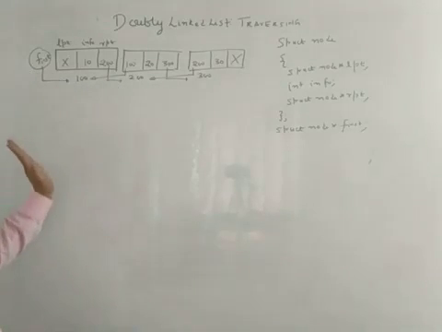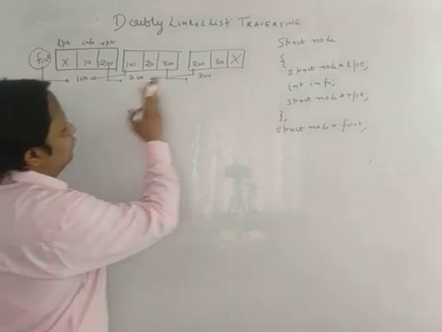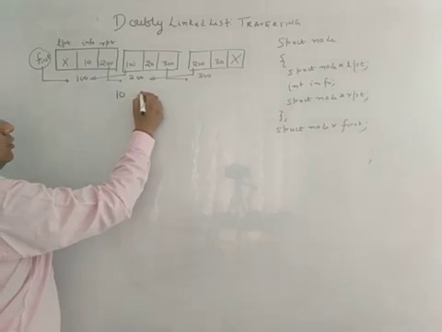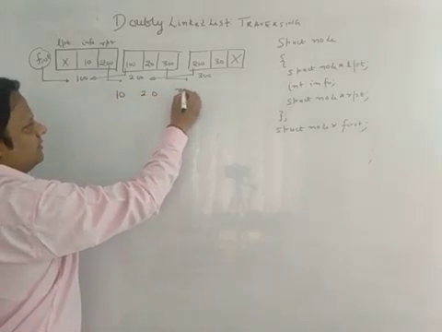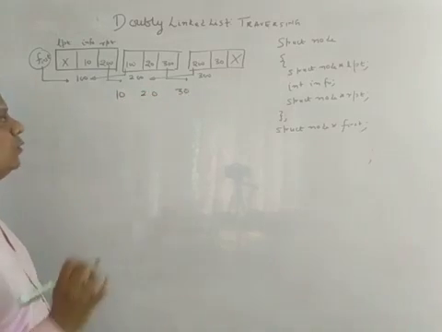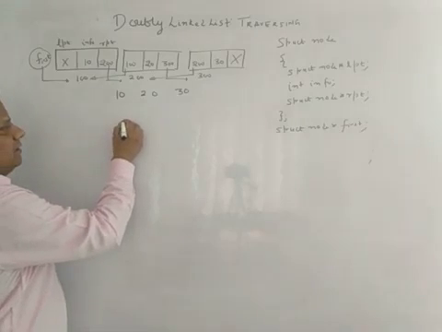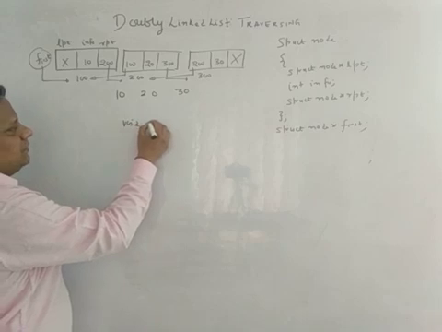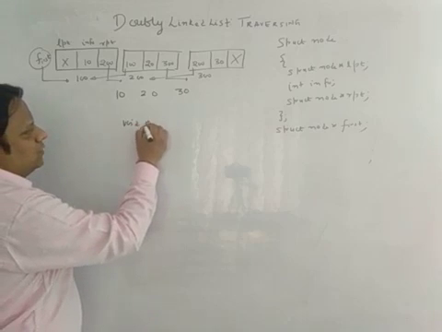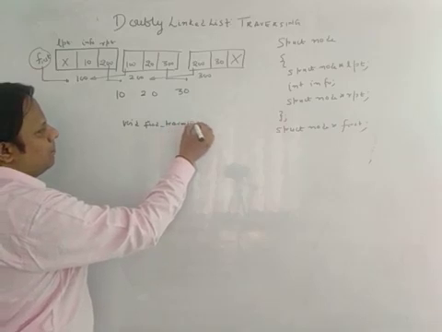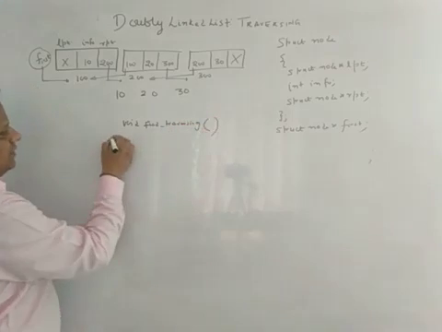Now first we will see how we can display this linked list, which means how we can move forward. I want to print the values 10, 20 and 30. This is what I want on my output screen. So let's write the code for this. I am writing void forward_traversing. I am writing this function.